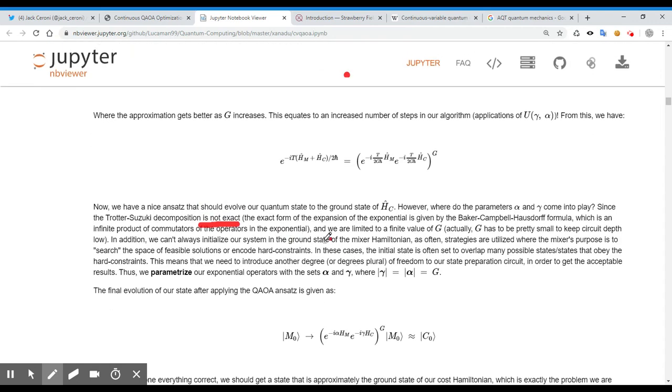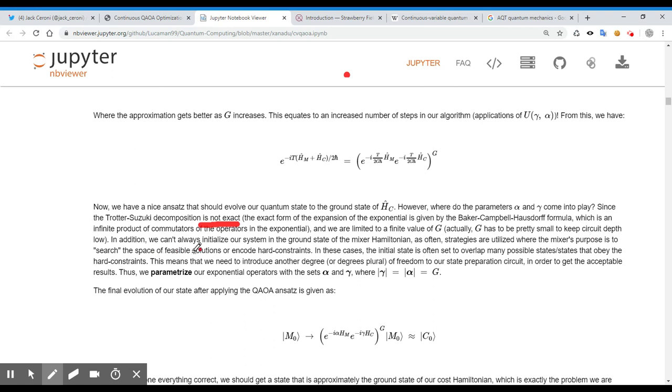Okay, the exact form of the expansion of the exponential is given by the Baker-Campbell-Hausdorff formula, which is an infinite product of commutators of the operators in the exponential, and we are limited to a finite value of g. Actually, g has to be pretty small to keep circuit depth low.